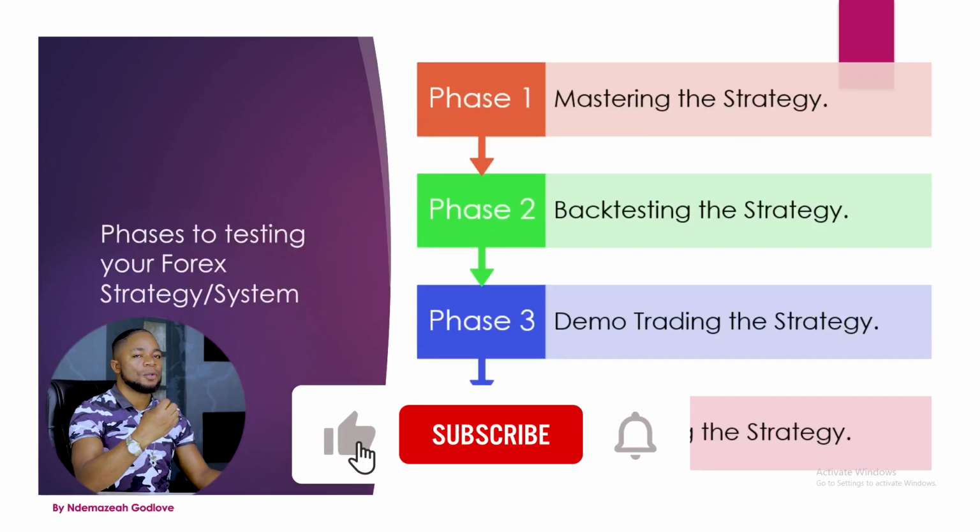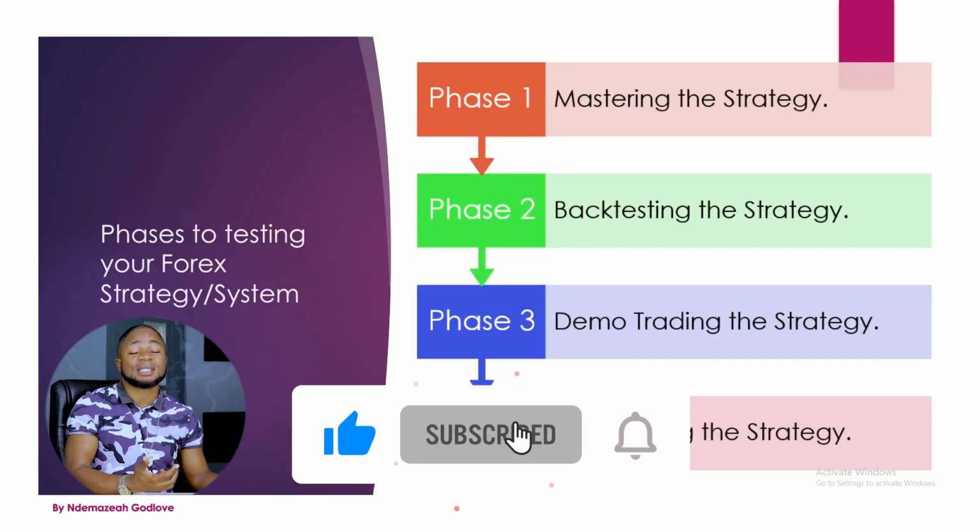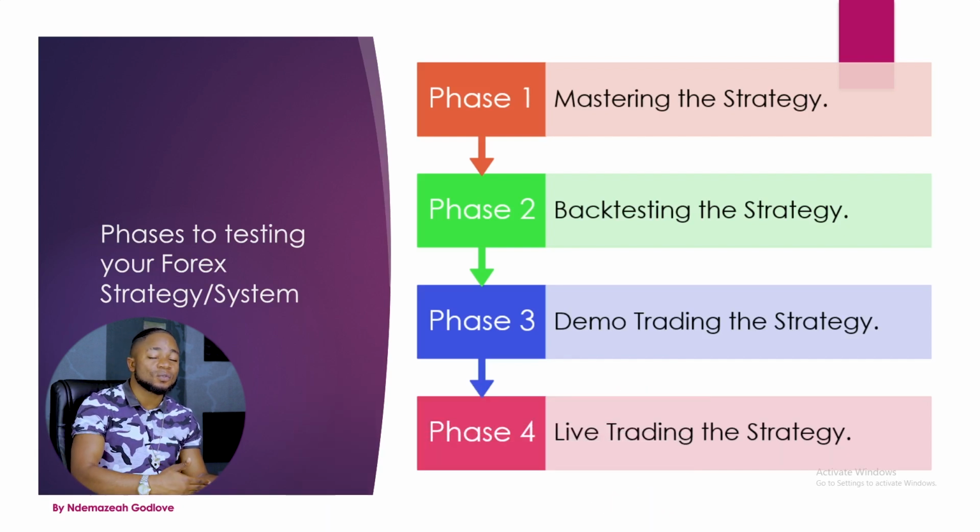Let's get started. If you can see on my screen, the title is phases to backtesting or testing your strategy. You can either call it your strategy or your system. If I go to the next slide, it's very simple. We have different phases. Remember, I call them phases because you can't talk about phase 3 when you haven't mastered phase 1 and phase 2. You start from phase 1, you master phase 1, you go to phase 2, phase 3, phase 4, phase 5.